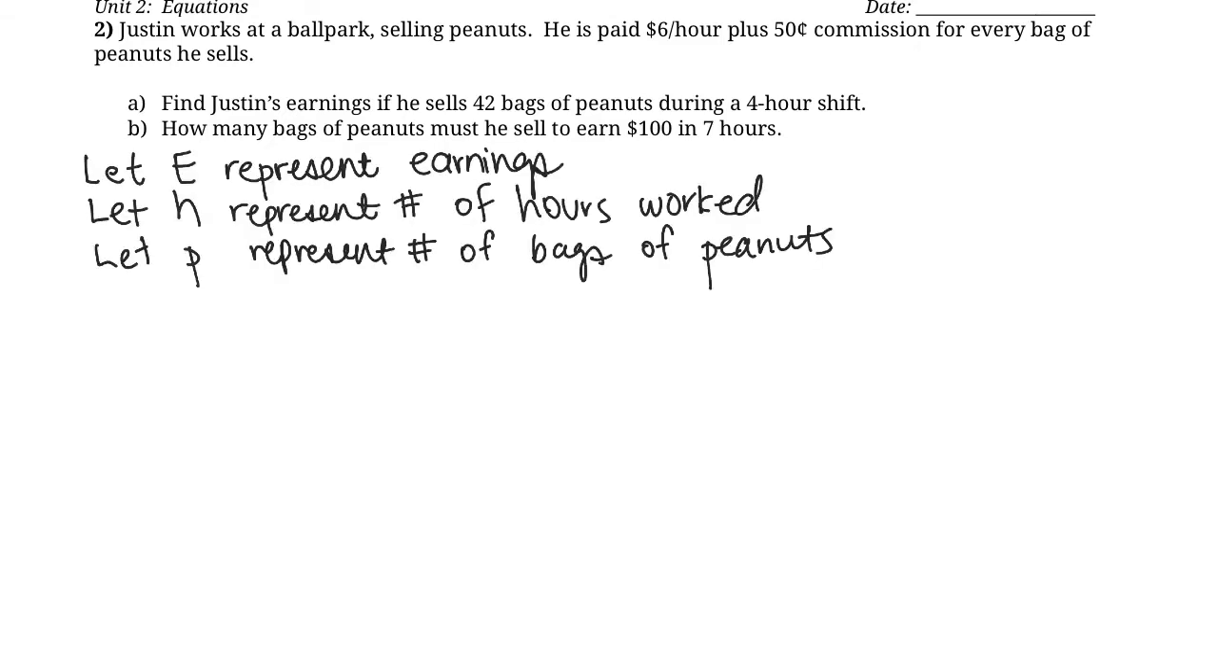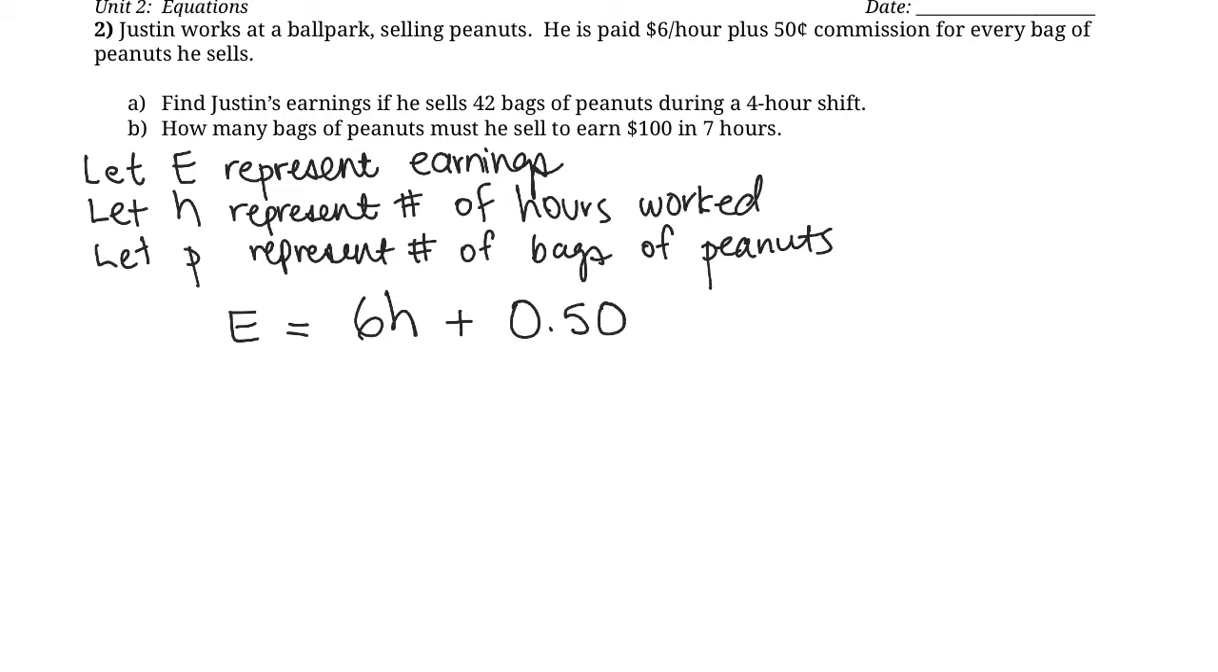So here are the variables that I chose. I said let E represent earnings, let H represent the number of hours worked, and let P represent the number of bags of peanuts. So now that I've picked my variables, I can go ahead and build my equation using the information that was given. So we know that in order for Justin to get some earnings, he gets $6 an hour. So that's 6 times H, or 6H, plus 50 cents. Now 50 cents is a money value, so we've got to make sure that we write it as a money value.